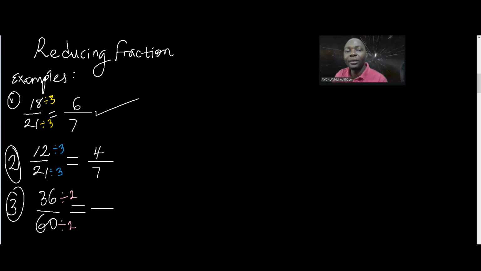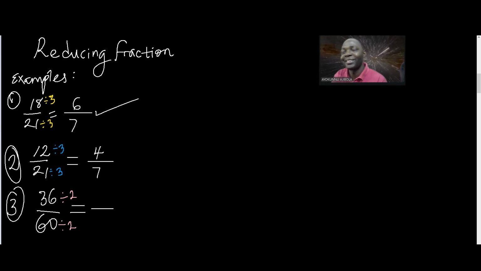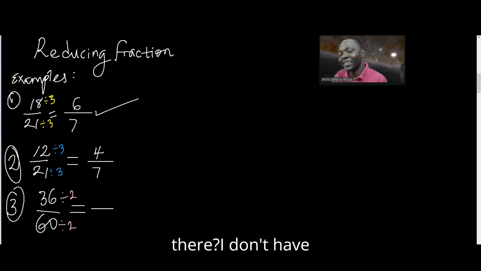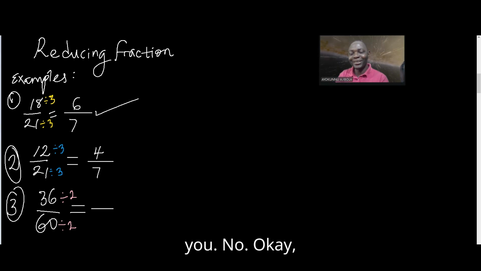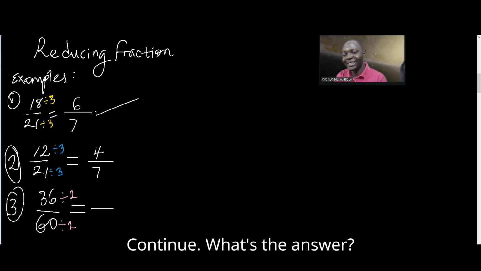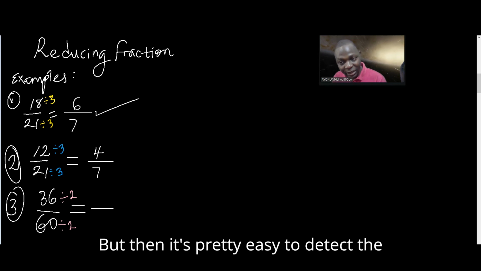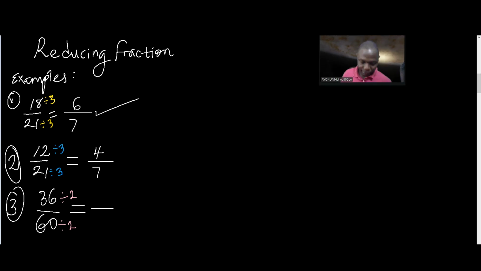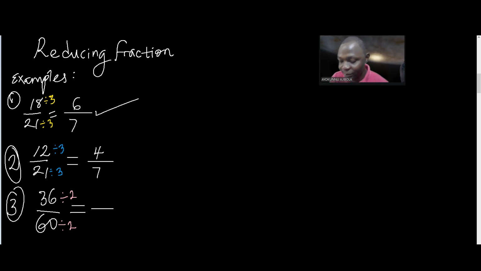36 divided by 2. Unfortunately, you won't be able to see that in your multiplication chart. Wait, how do I know you have a multiplication chart there? I don't have one here. I thought you had one with you. Okay. Continue. What's your answer? It's pretty easy to detect the answer, but I just want to leave you to detect the answer on your own. You don't know how to detect the answer, right?